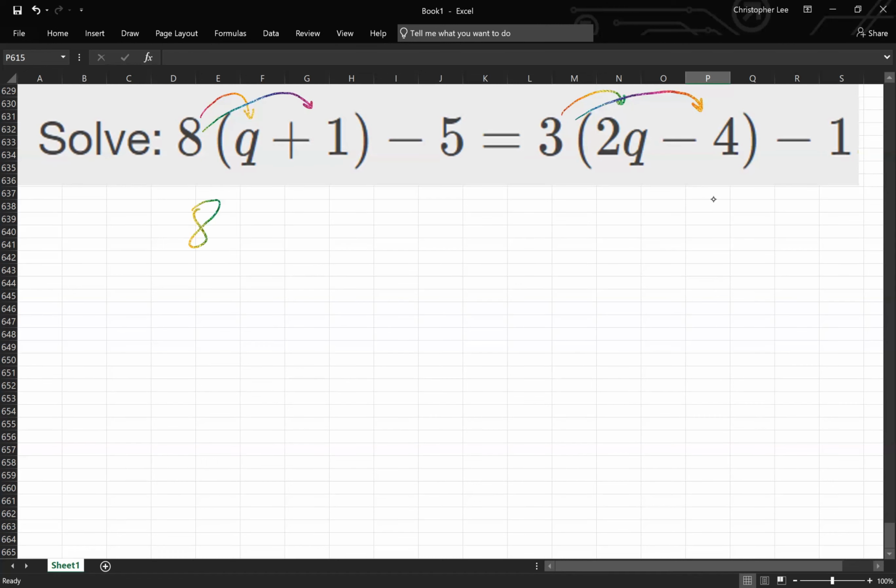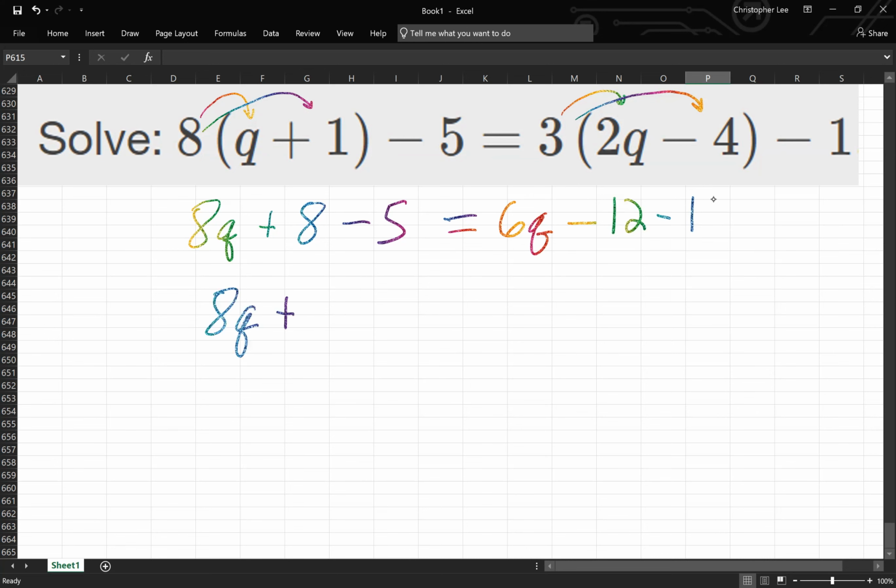8 times q, 8q, plus 1 times 8 is 8, minus 5 is equal to 3 times 2q is 6q, minus 3 times 4 is 12, minus 1. Now let's combine like terms to make our lives a little bit easier. So I have 8q plus 8 minus 5, what's that, 3, is equal to 6q minus 13, right?